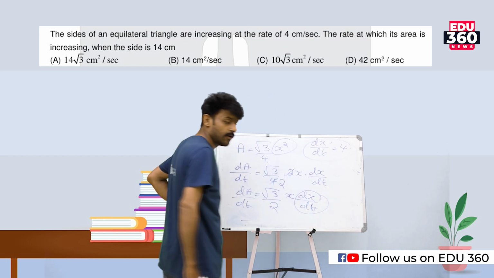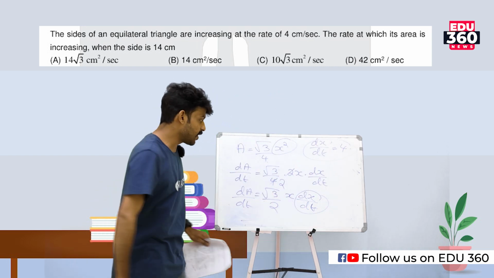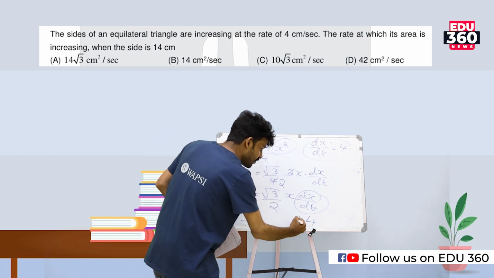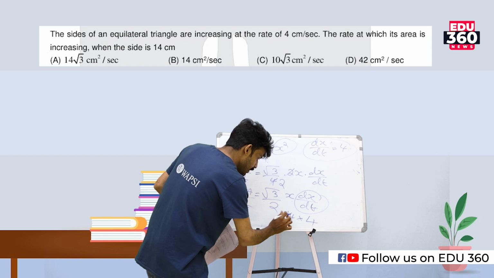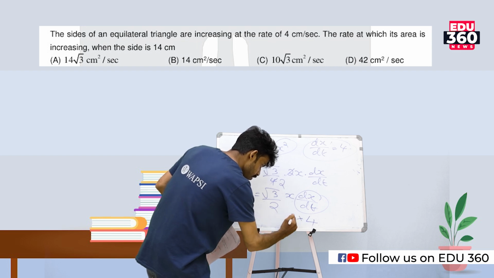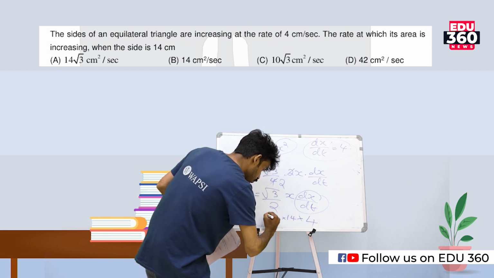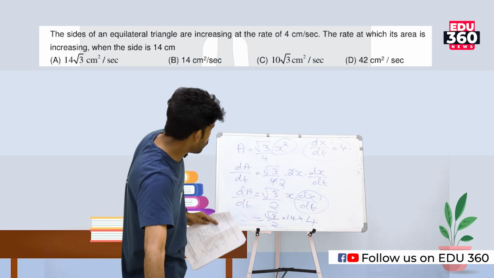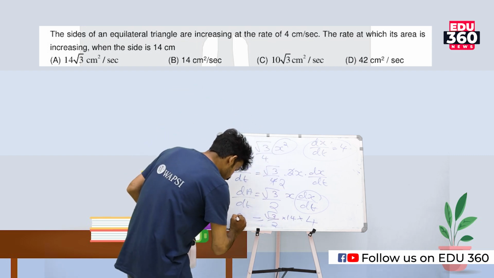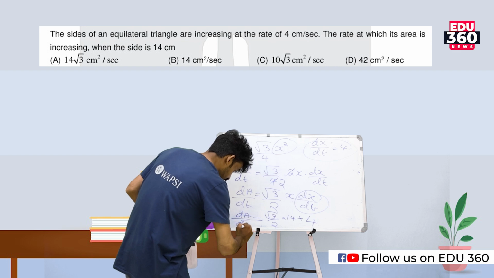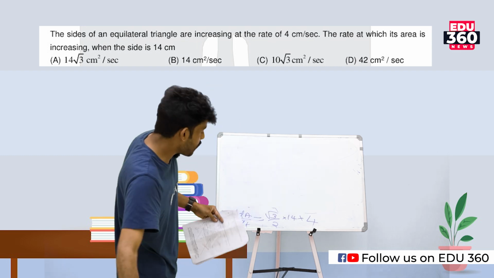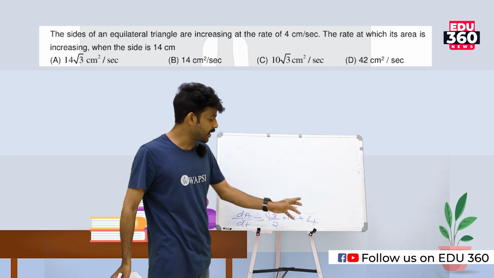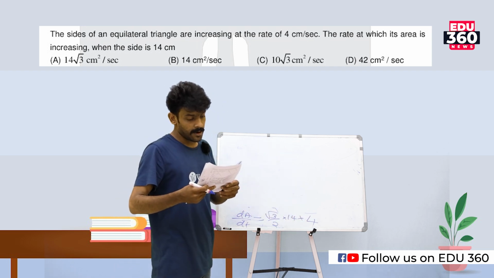dx by dt is equal to 4 and the value of x is equal to 14. So just substitute the values here: dx by dt is 4, and x is equal to 14. Let me write it once again. This is dA by dt, which is equal to root 3 by 2 into x, where x is equal to 14, into dx by dt.